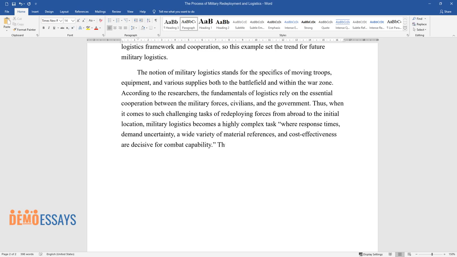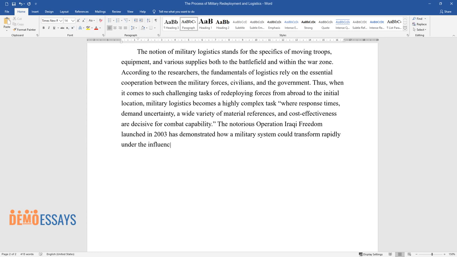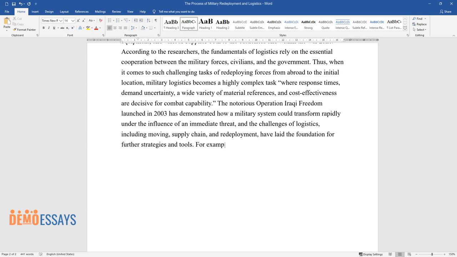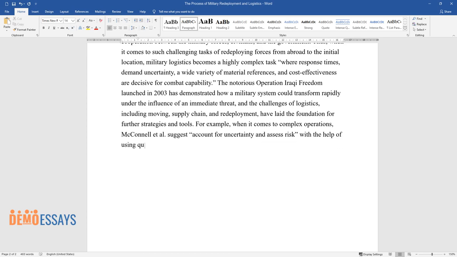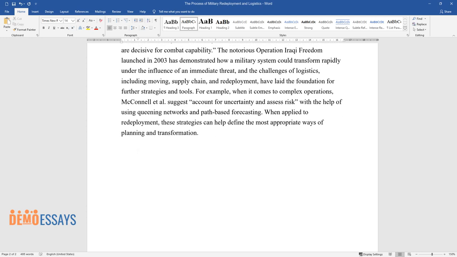for combat capability. The notorious Operation Iraqi Freedom, launched in 2003, has demonstrated how a military system could transform rapidly under the influence of an immediate threat, and the challenges of logistics, including moving, supply chain, and redeployment, have laid the foundation for further strategies and tools. For example, when it comes to complex operations, McConnell et al. suggest accounting for uncertainty and assessing risk with the help of queuing networks and path-based forecasting. When applied to redeployment, these strategies can help define the most appropriate ways of planning and transformation.